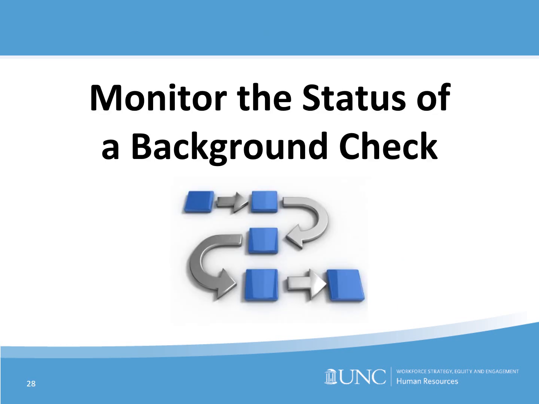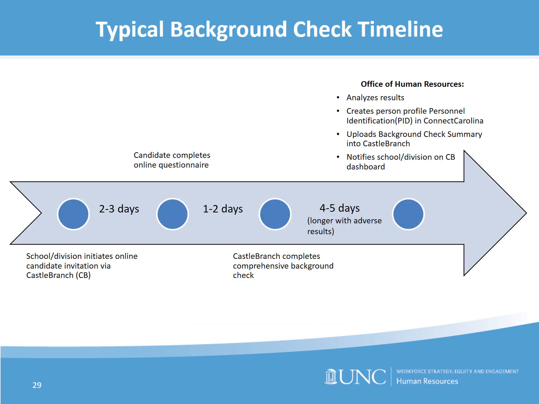Next, we'll review how to monitor the background check as it moves through the process. There are several components that comprise the background check. The standard processing time frame can average between 4 to 5 days, depending on the candidate appointee's response time and the amount of investigation necessary to complete the background check. The timeline above outlines the steps taken to complete the background check process and the typical time frame for each.